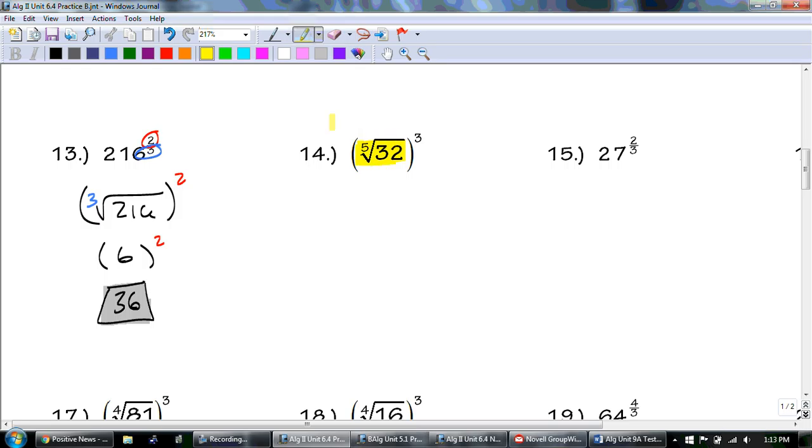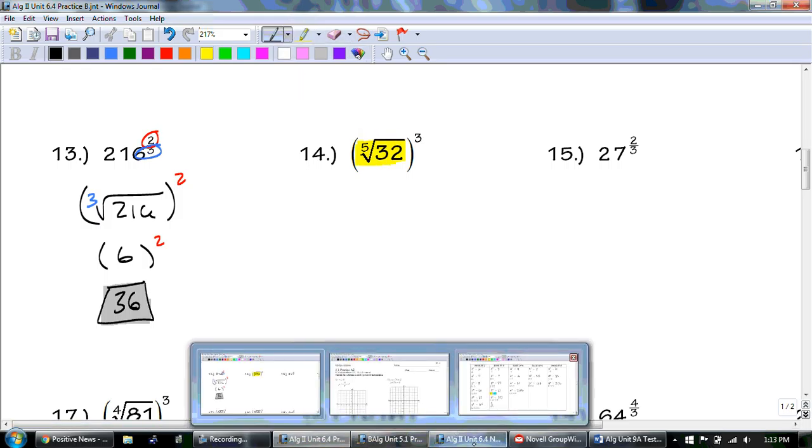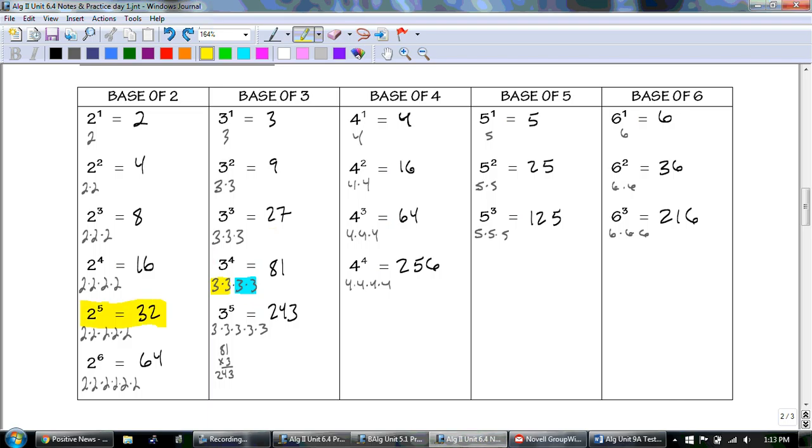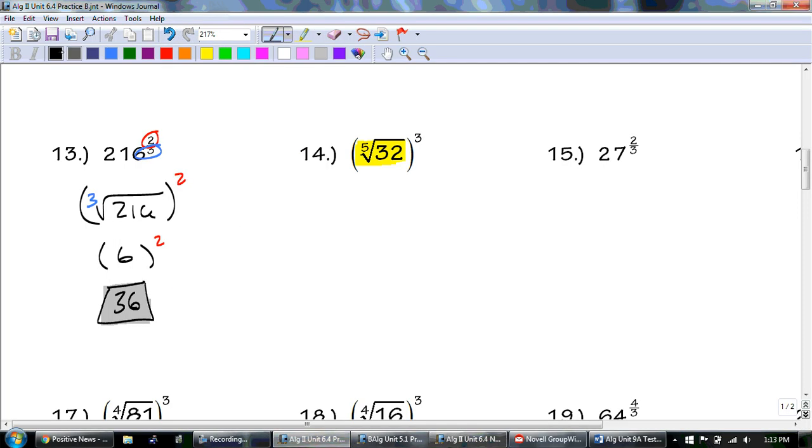I like that it's in radical form already. The 5th root of 32 is 2. So then I go 2, and now 2 cubed. 2 times 2 is 4. 4 times 2 is 8. And if you memorize them, you can just do that as well.